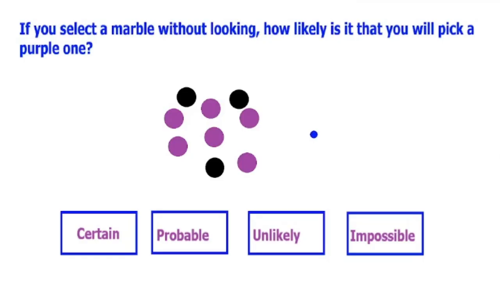So it would be probable for us to pick a purple marble because there's more purple ones than black ones. So that's what probable means. So we have more purple and not as many black. So we probably would pick a purple one. But how would the other ones look? So how would certain and unlikely and impossible look?